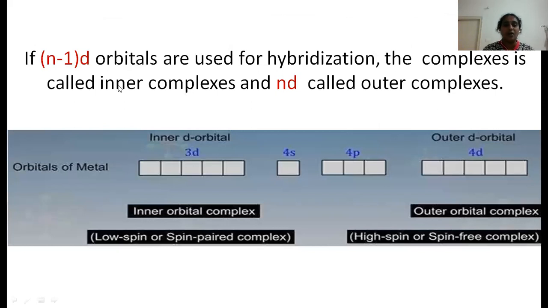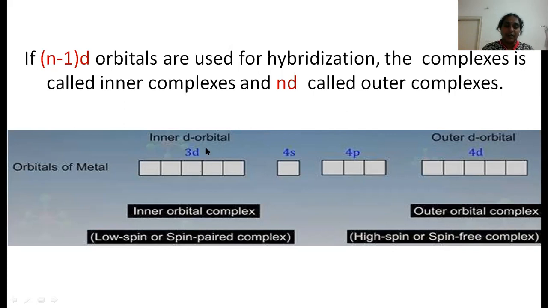Coming to the octahedral complexes, if (n-1)d orbitals are used for the hybridization, then the complex is called an inner orbital complex. Whereas if nd orbitals are involved in hybridization, then the complex is called an outer orbital complex. Inner orbitals are nothing but 3d orbitals, whereas outer orbitals are nothing but 4d orbitals.